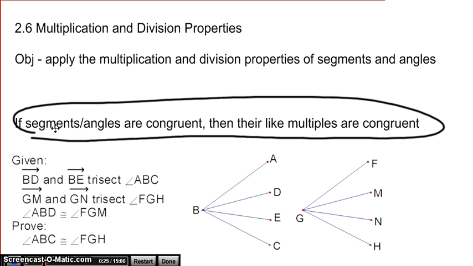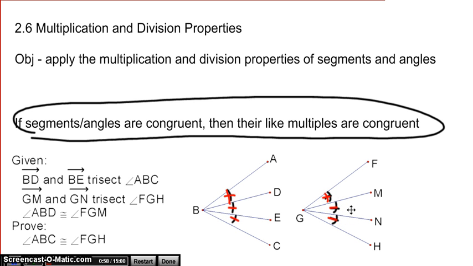If we are given that BD and BE trisect angle ABC, so we have these three angles are congruent. We also have the same thing over here on this other diagram, that all of those angles are congruent. We also start with that angle ABD on this diagram over here is equal to angle over here, which would then imply that all of these angles are congruent.